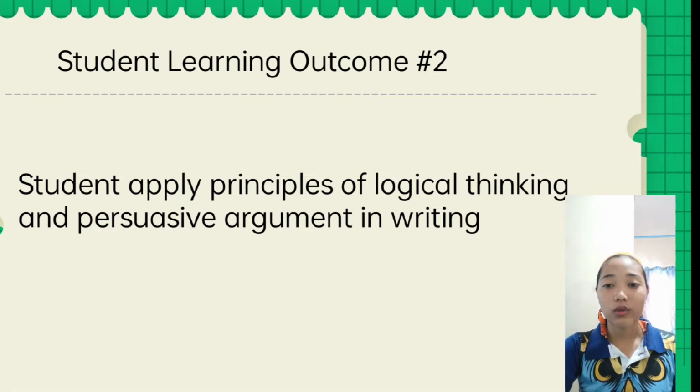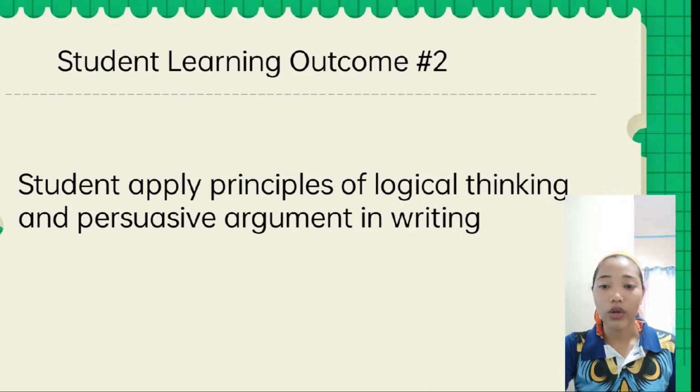So when we say persuasive argument, it is an idea in which you agree with what the topic is all about, or you are agreeing with a topic that you have listened to or read in a book, something like that. So that is for student learning outcome number 2.